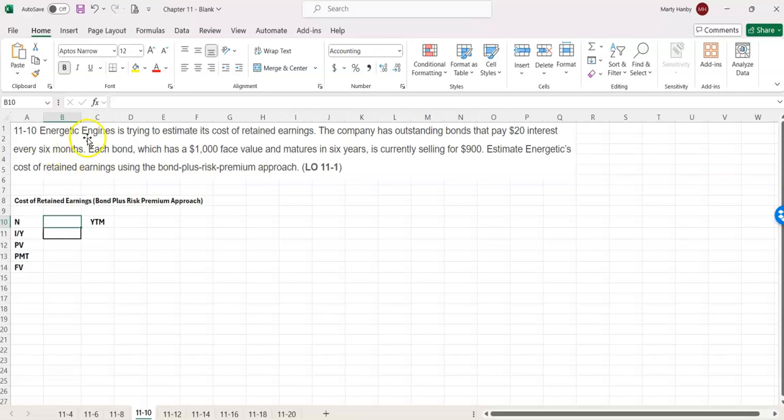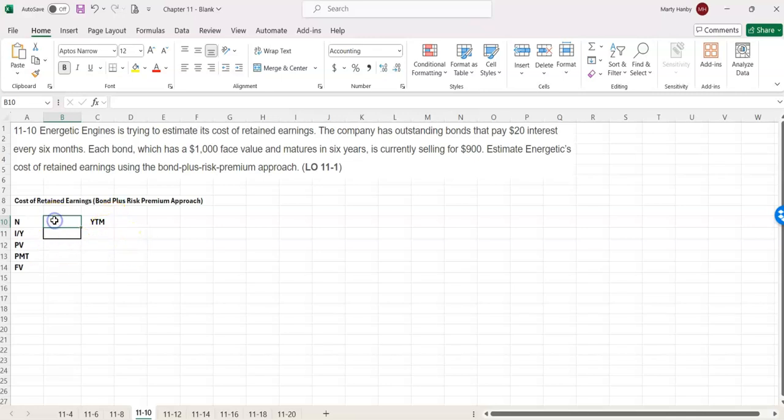So, Energetic Engines is trying to estimate its cost of retained earnings. The company has outstanding bonds that pay $20 interest every 6 months. That means that the coupon rate is 4%. Each bond has a $1,000 face value and matures in 6 years. It's currently selling for $900. Estimate Energetic's cost of retained earnings using the bond plus risk premium approach.